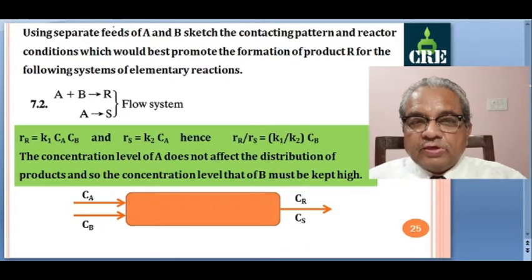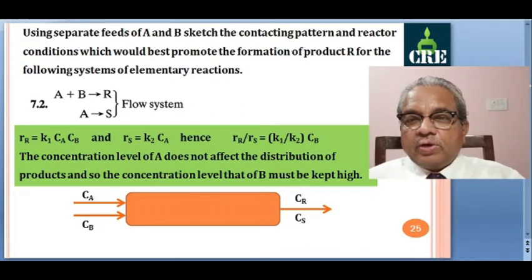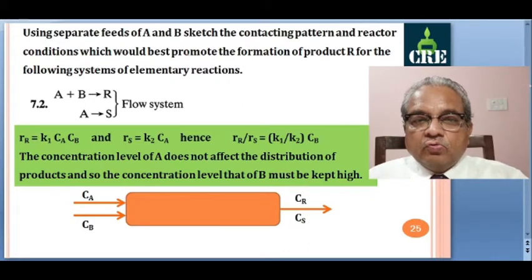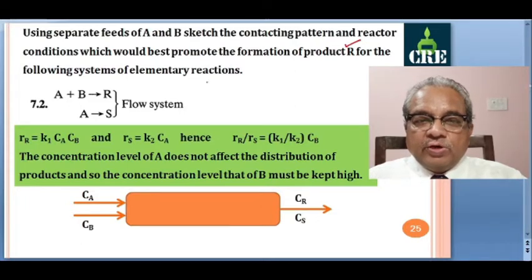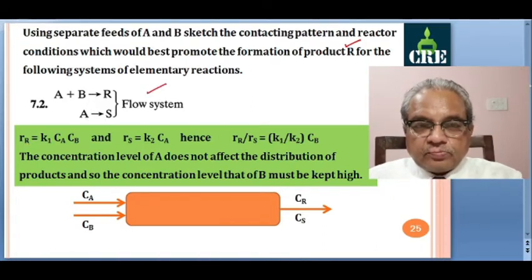So using separate feeds of A and B, sketch the contacting pattern and the reactor conditions which would best promote the formation of product R. So R is desired for the following system of elementary reactions. Elementary reactions means from stoichiometry we can directly write the rate laws. So problem 7.2: A plus B giving R and A giving you S. This is for flow systems.